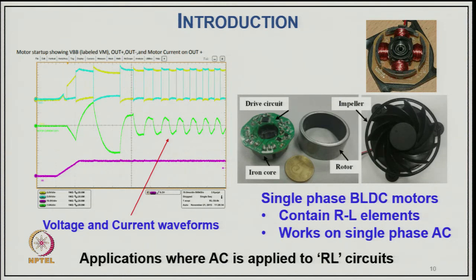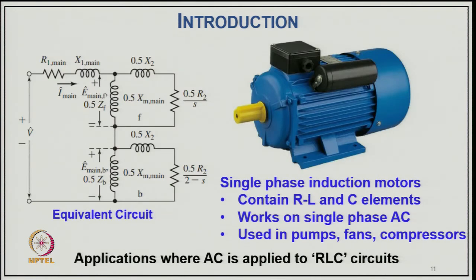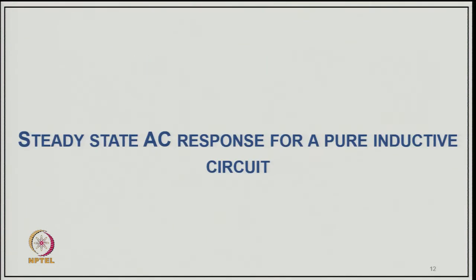Another typical example powered by an AC power supply is the single phase permanent magnet brushless DC motor, which is used in many applications like an exhaust fan, ceiling fan, even a cooling fan in computers or in many such appliances, which work on single phase. Then, of course, you have single phase induction motors, which contain RL as well as a C component, normally used to give a phase shift for the purpose of starting, as you can see in the circuit here. They work on single phase supply and are normally used for pump, fan and compressor applications.